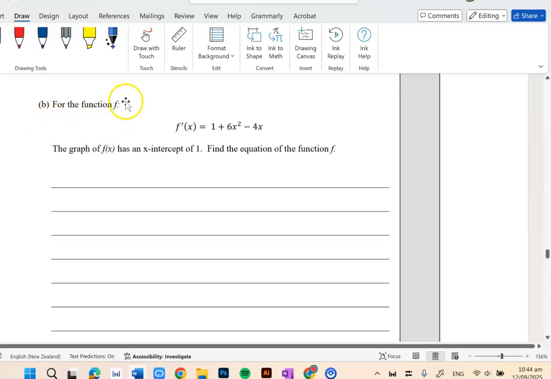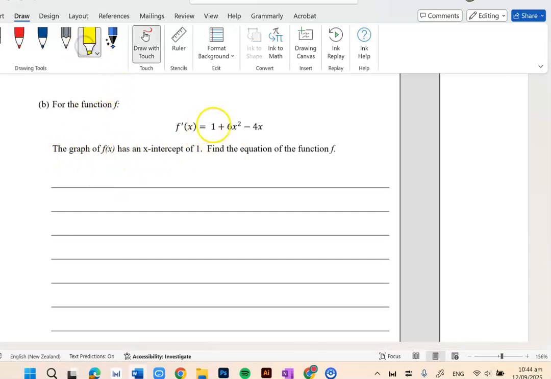For the function f dash of x equals 1 plus 6x squared minus 4x. This graph has an x-intercept of 1. It's not this equation. Notice how these two are different. This one's got a dash, which means it's already been differentiated, so we need to anti-differentiate it. Find the equation of the original function. So we need to anti-differentiate this and find what the c value is, and then that will be our equation.